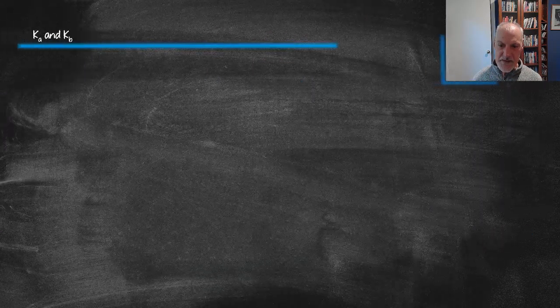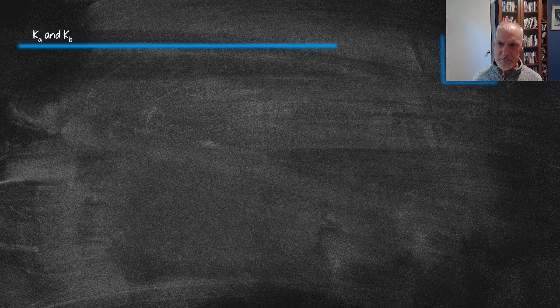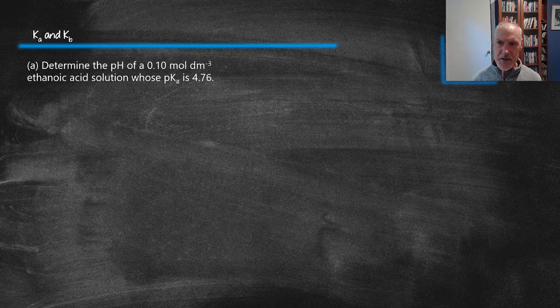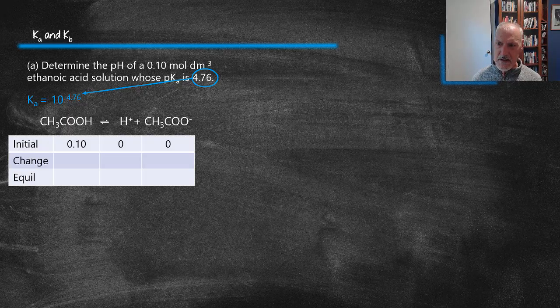Let's solve a few questions that have these in them. First off, I want to determine the pH of a 0.1 molar ethanoic acid solution, whose pKa is 4.76. From that 4.76, I know what Ka is. Also, I know ethanoic acid. I'm going to write down the equation for it, dissociating. Let's bring in an ice table. The initial amount of our ethanoic acid is 0.1 and 0 and 0 for the other two.